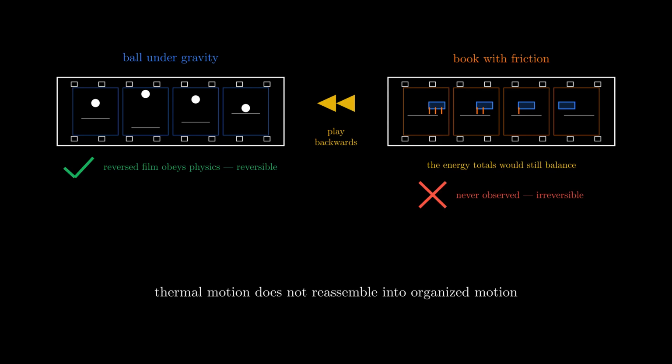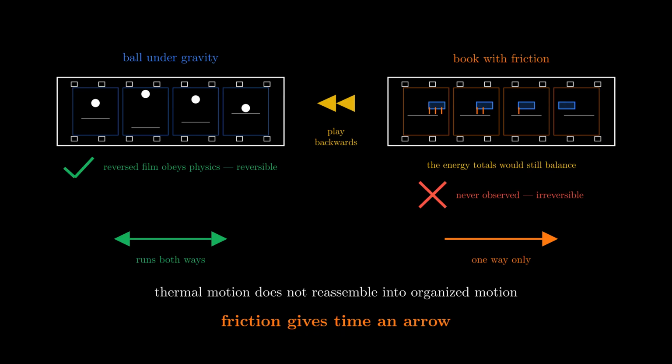Disordered thermal motion does not spontaneously reassemble itself into organized motion. That one-way character is the mark of every process with non-recoverable energy. The conservative world runs equally well in both directions. Friction gives time an arrow.